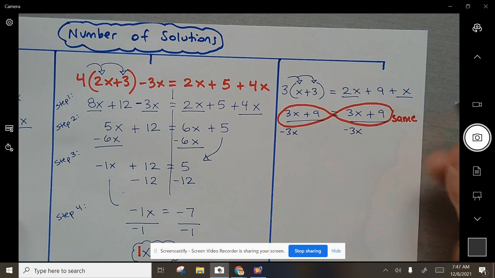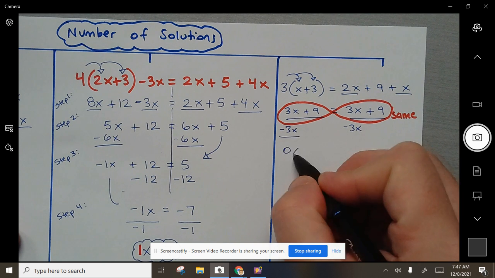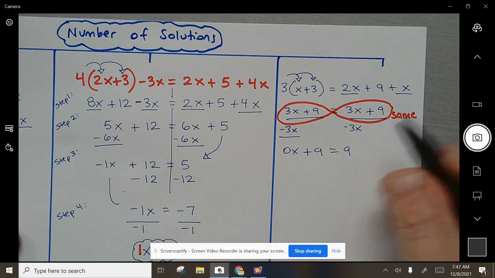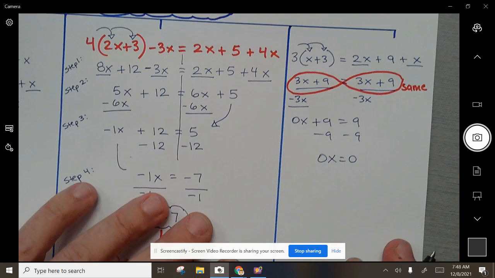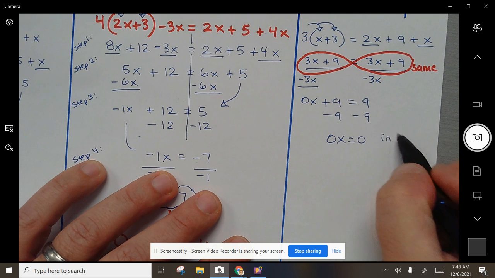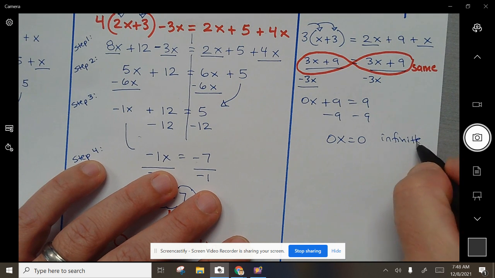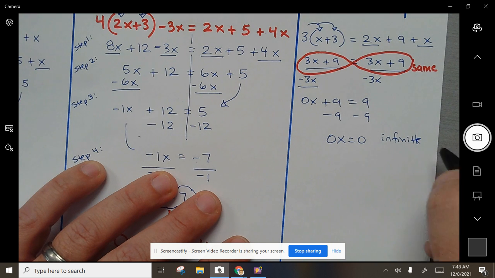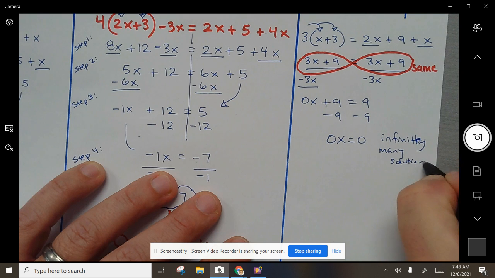Minus 3x. And then when you do this, you're going to get a 0x over here, plus 9 equals 9. Subtract 9, you're going to get 0x equals 0. Okay? And this is infinite. They also call it infinitely many solutions. Sometimes they call it that way too. Infinitely many solutions.